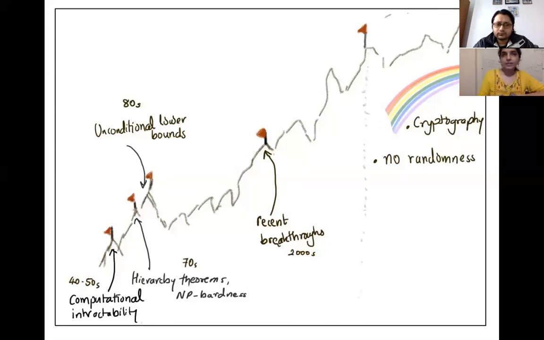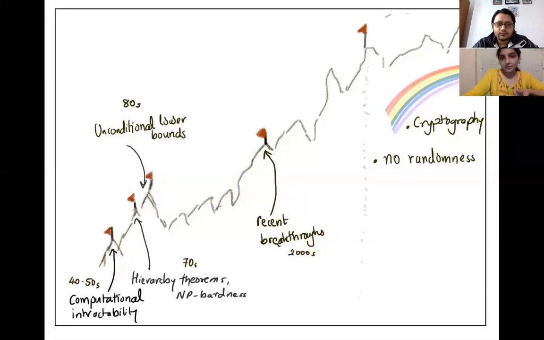And then it took several years, many others. So this picture is in some sense not the right one, but for every peak there are many sub peaks and many other flags that should be put there. But of course, in a talk like this, I don't want to go into the details.